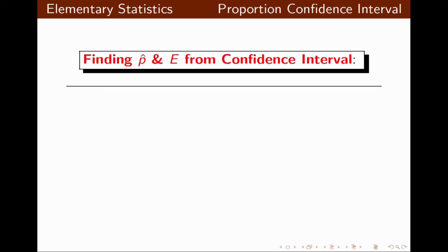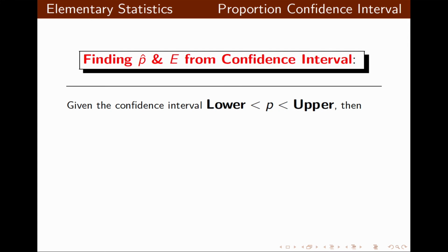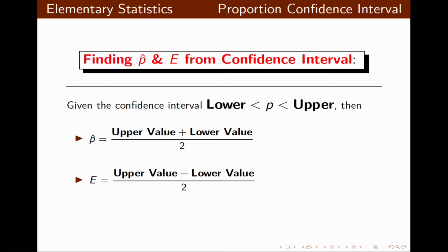Now, how do we find p hat and e when the confidence interval is given? When the confidence interval is given, the p hat will be the upper value plus the lower value divided by 2, and the margin of error will be the upper value minus the lower value divided by 2.